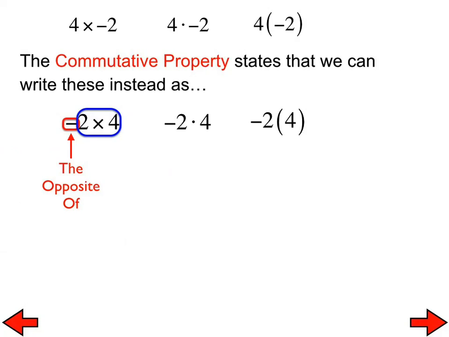And then I'm going to take my 2 times 4, and I'm going to multiply my 2 times 4 together. What is 2 times 4, by the way? 8. Say that again? 8. It's 8. So what is the opposite of 8? Negative 8. It's negative 8.